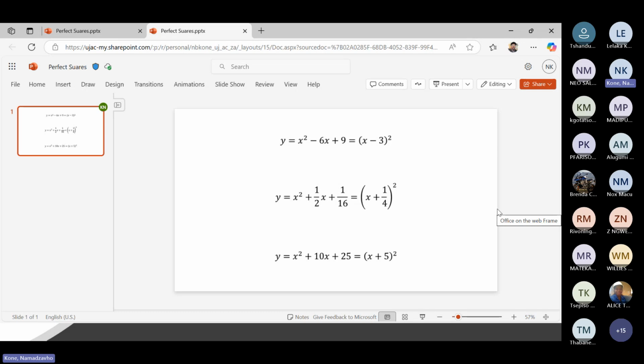In the first equation, the coefficient of x is minus 6. The constant is 9. In the second one, the coefficient of x is half. The constant is 1 over 16. In the last equation, the coefficient of x is 10, and the constant is 25. What is a pattern that you see there?